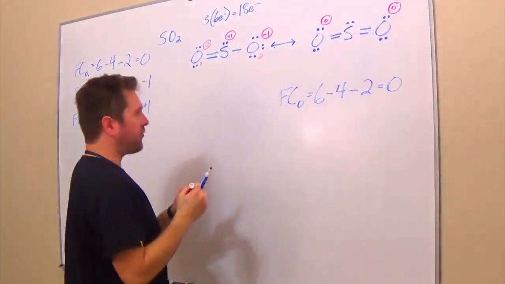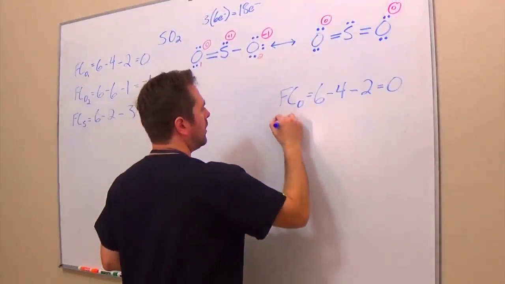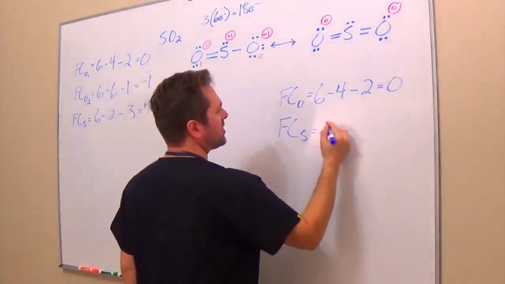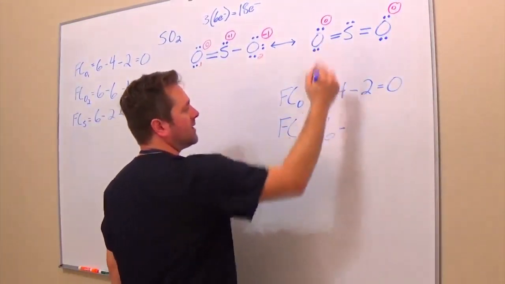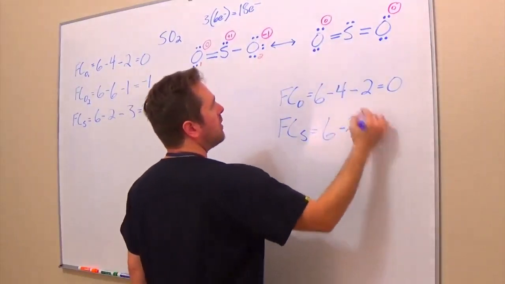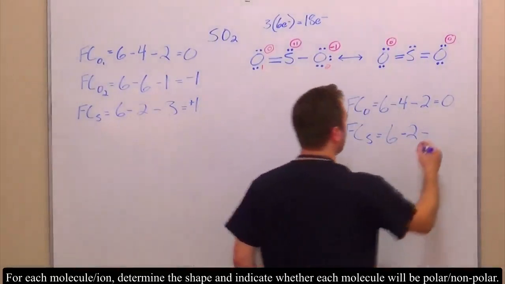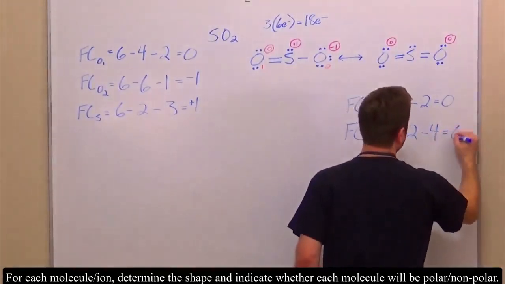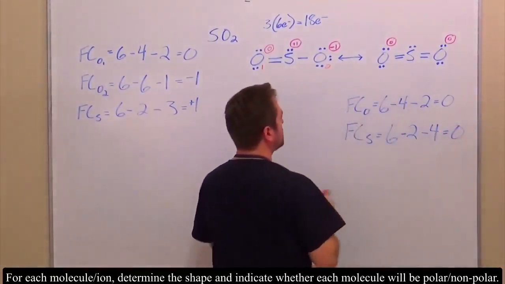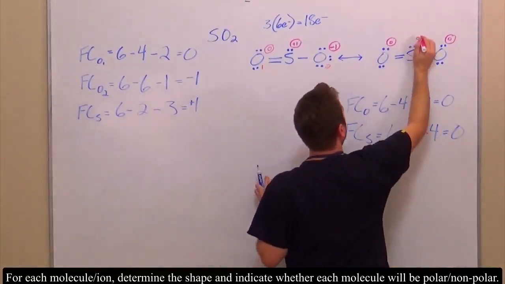All right, what about the sulfur? Formal charge of sulfur. This time, group 6 minus 2 unbonded electrons minus 2, 4, 6, 8 divided by 2 is 4. Look at this, folks. Its formal charge is 0. So what does this mean?